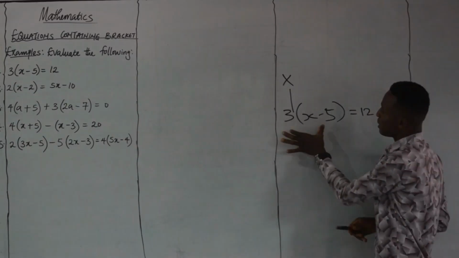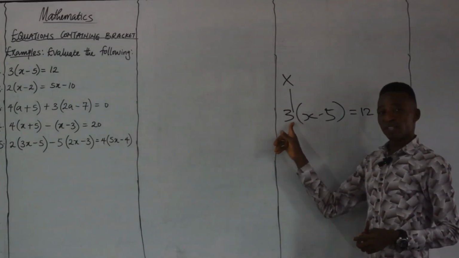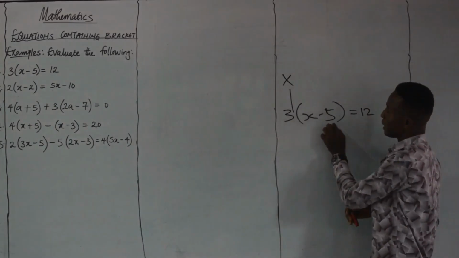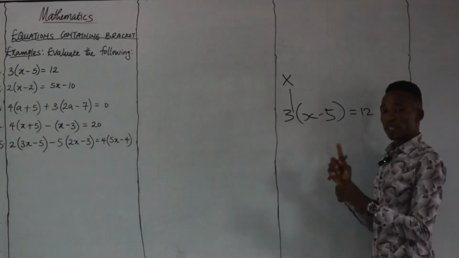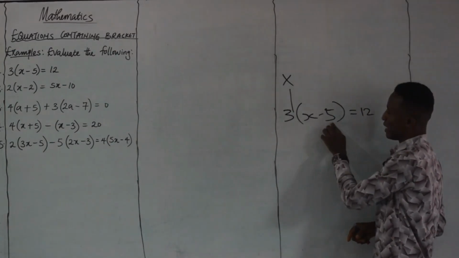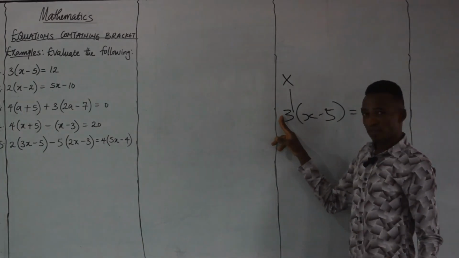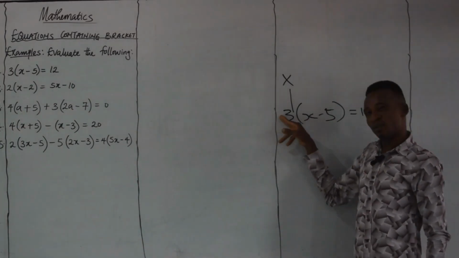So for you to open these brackets, or to eliminate the brackets, you are going to multiply whatever you have before the brackets by each of the terms inside the brackets, one after the other. That means you multiply this 3 by x, and you also multiply this 3 by 5. And before doing that, let's not forget that in front of this 3 here, we have an invisible plus.